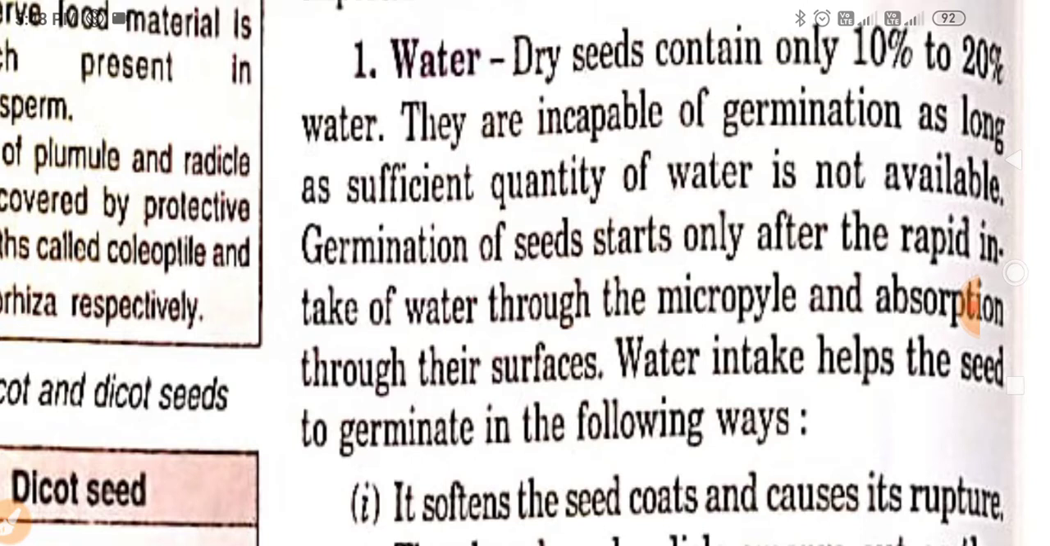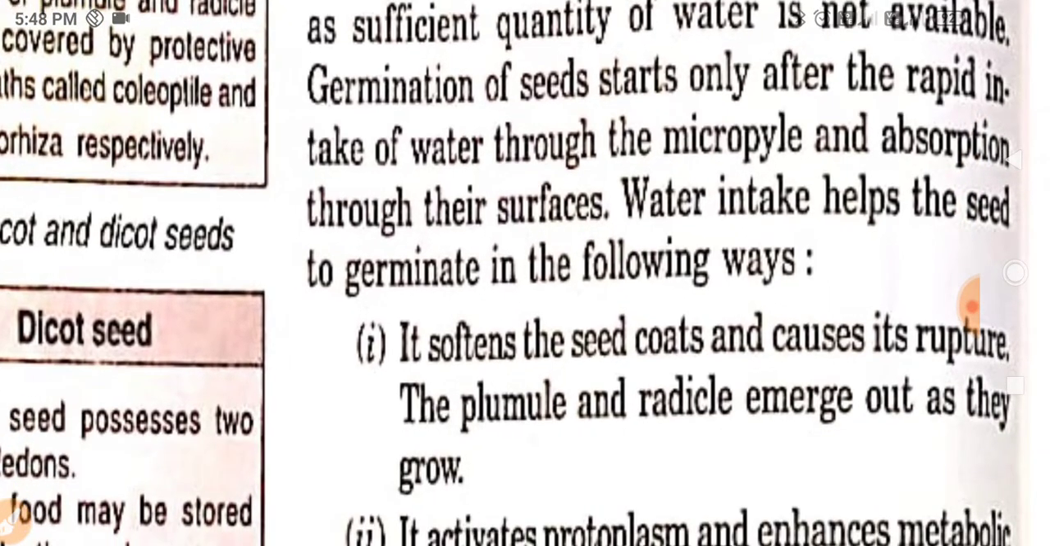Dry seeds contain only 10% to 20% water. They are incapable of germination as long as a sufficient quantity of water is not available. Germination starts only when they are given water, which enters through the micropyle and is absorbed through their surfaces.